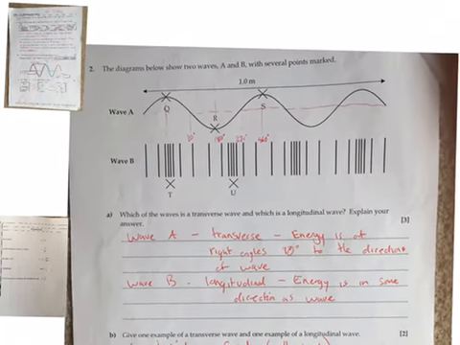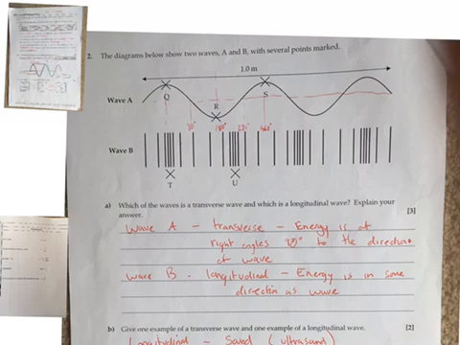Next page, you've got 2 types of wave. You've got transverse and longitudinal. Which one's which? Well, wave A is your transverse wave, because the energy or the oscillations or the vibrations move at right angles to the direction of the wave. So the wave's going this way, but the energy that's put in is going up and down, up and down. So it's at right angles. It's 90 degrees to the direction of the wave. Wave's going this way. And then you've got wave B, which is a longitudinal wave.